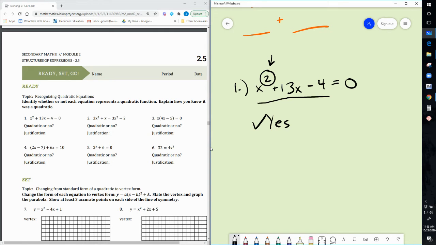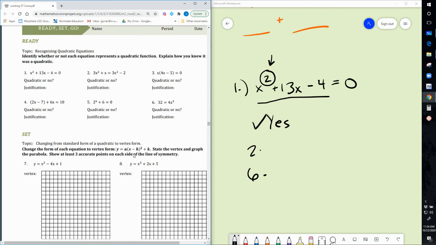If you look at problem number 6, you don't know the answer until you get that 32 on the other side and get one side to be 0. Or problem number 2, for example, you got to get everything on one side by adding or subtracting and getting it to equal 0, and then you can answer the question. Okay, so number 2 is tricky, so be careful with that one.